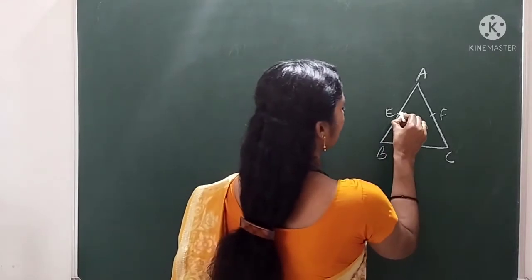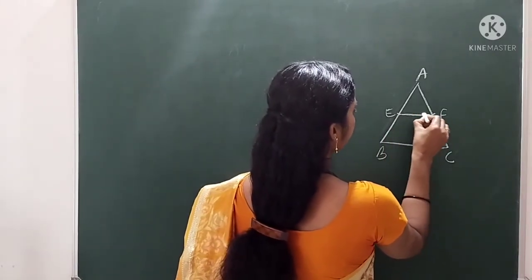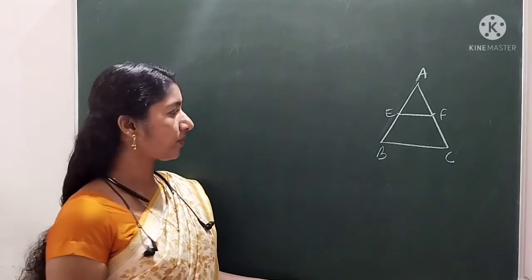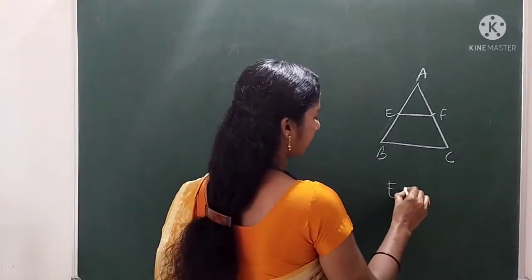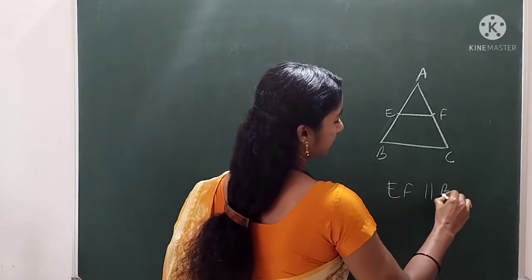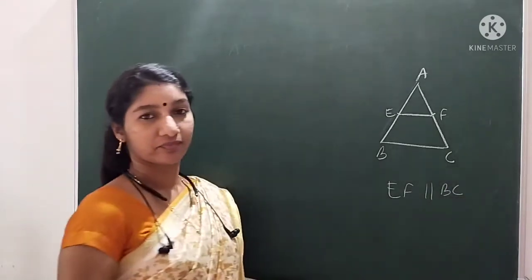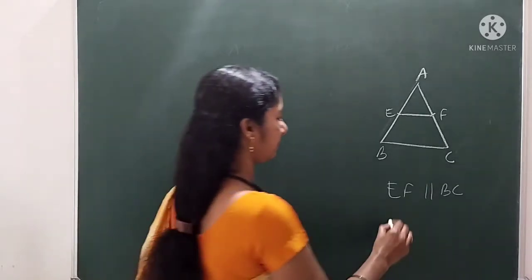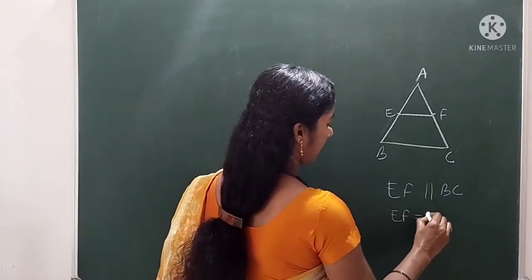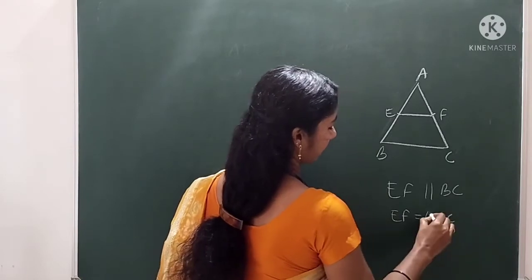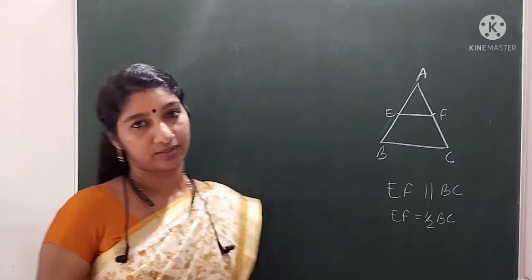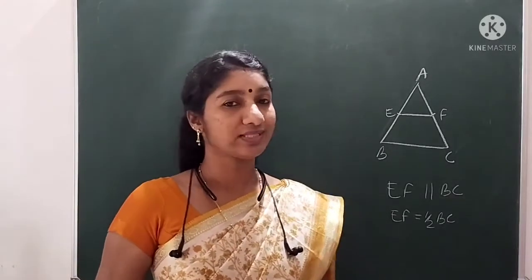We can join these two midpoints, we will get a line segment, and the midpoint theorem says this line segment EF is parallel to BC. And also the length EF is equal to half of BC. This is given by the midpoint theorem. So we can prove this one.